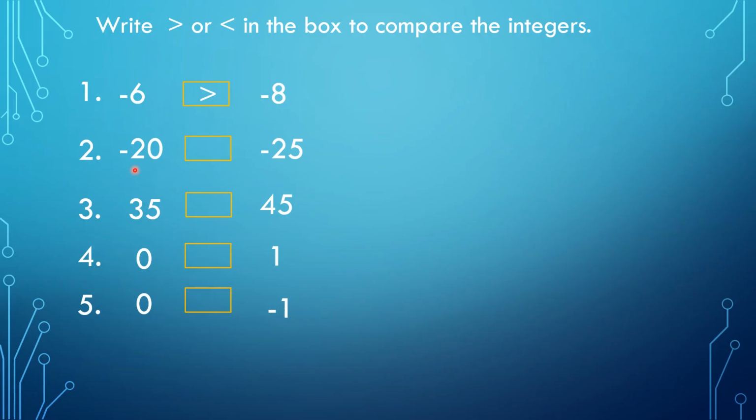Number 2, negative 20 and negative 25. We can say now that negative 20 is greater than negative 25. What about 35 and 45? So 35 is less than 45. 0 and 1? 0 is less than 1. What about 0 and negative 1? Who is bigger, 0 or negative 1? Who is on the right side of the number line, 0 or negative 1? 0 is greater than negative 1.